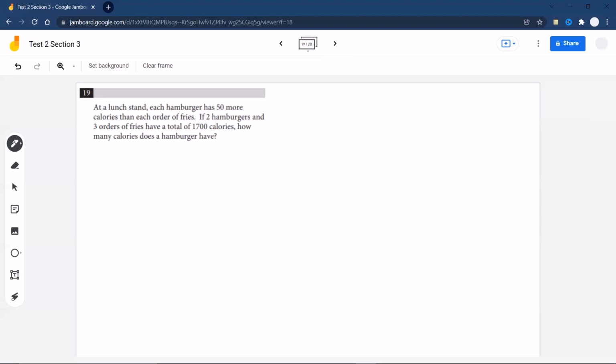All right, here's a systems of equations problem disguised as a word problem. So at a lunch stand, each hamburger has 50 more calories than each order of fries. If two hamburgers, okay, so I'm going to use h as hamburger for my variable. H equals 50 plus f, which means that it has 50 more calories than each order of fries. I'm just converting that wording into math. And f represents fries, of course. I'll put that up here. H equals hamburger, and f equals fry.